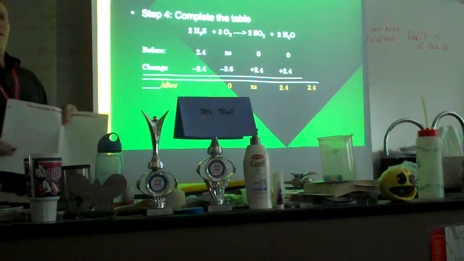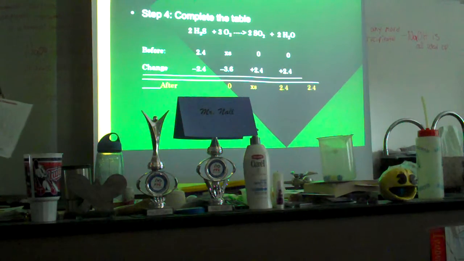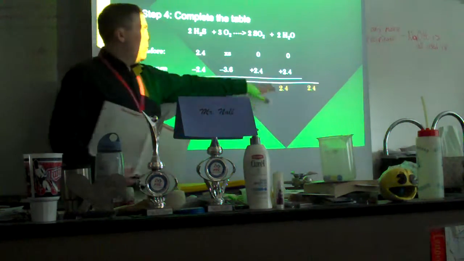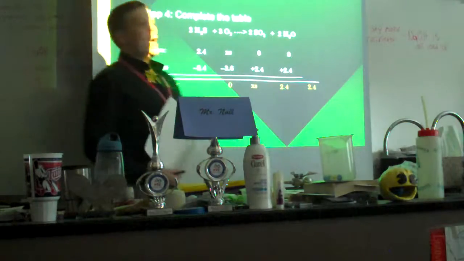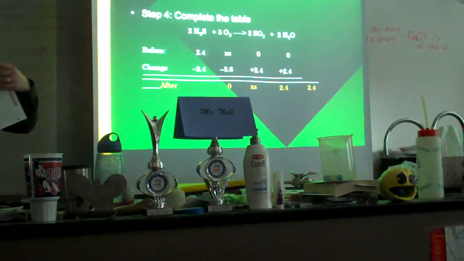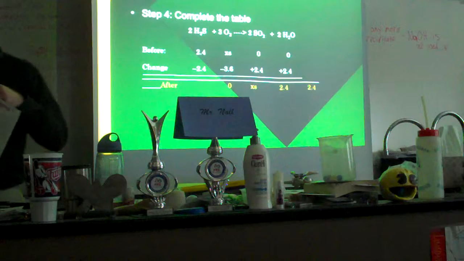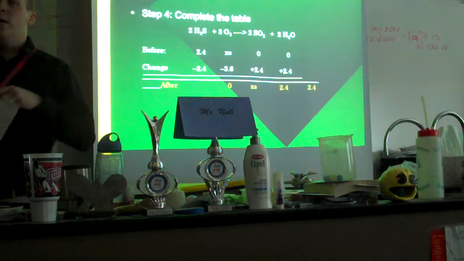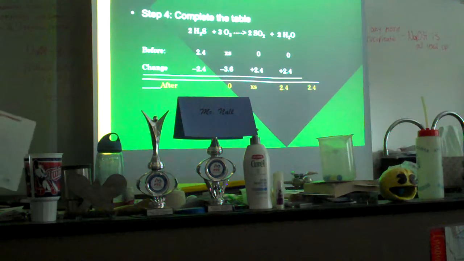Also known as molar mass. So I have to find the molar mass of water. Water is 2 hydrogens, 1 oxygen. 1 oxygen is 16, 2 hydrogens are 2, 16 plus 2 is 18. So 1 mole of water has 18 grams in terms of mass. So 1 mole of water equals 18 grams. If I've got 2.4 moles of water, I multiply 2.4 moles times 18 grams to get how many grams of water I've got.